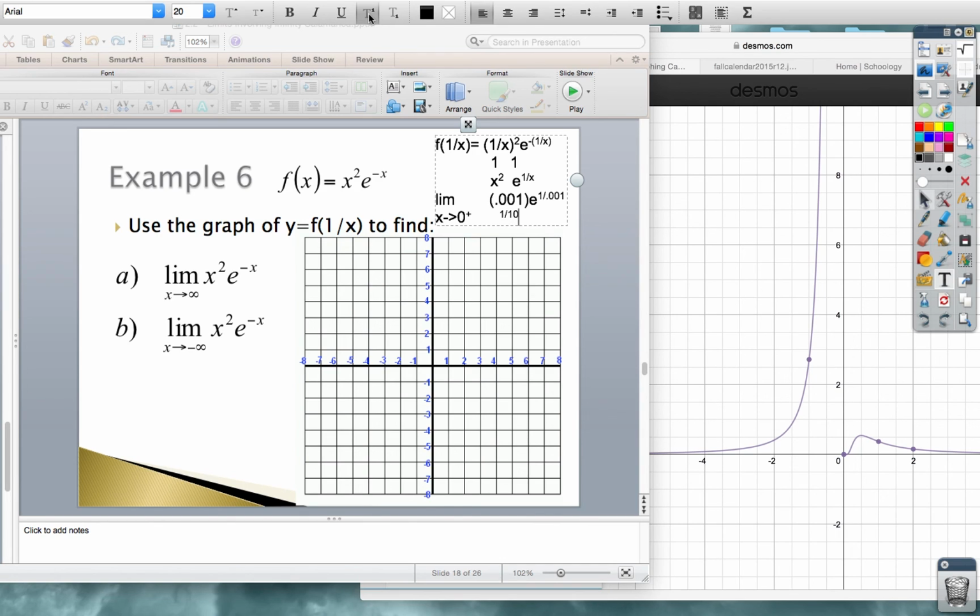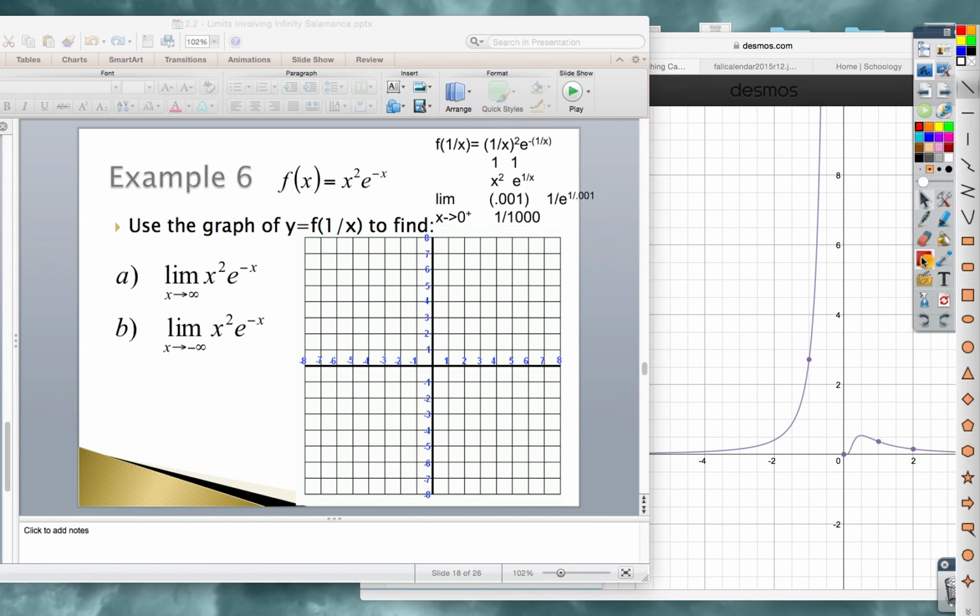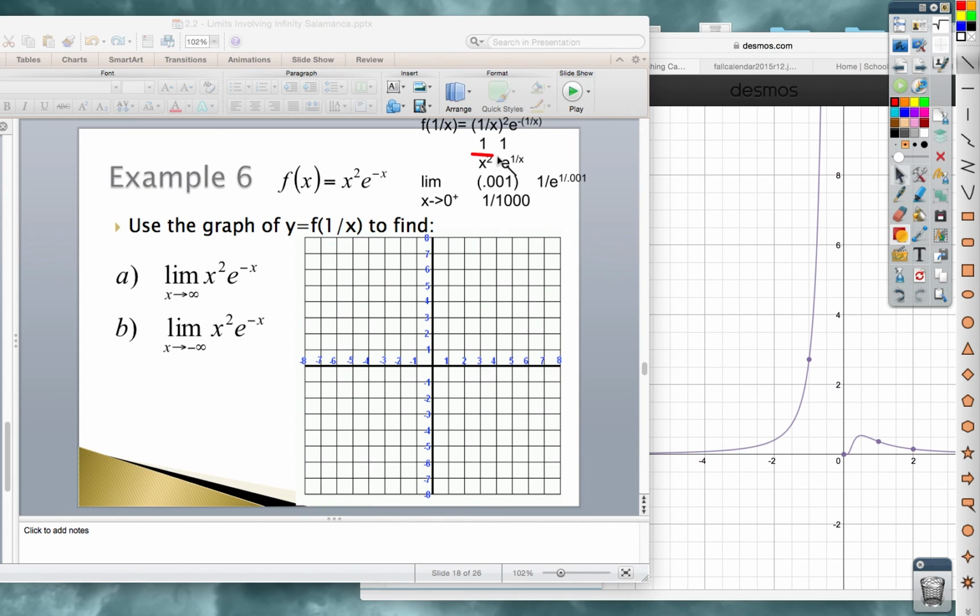So 1/1000th is what 1/1000th looks like as a fraction. That's why we call it 1/1000th. And then e to the negative 1/1000th. Oh, I wrote this wrong. This should have been 1 divided by that as a fraction. I just forgot to write it as a fraction here.